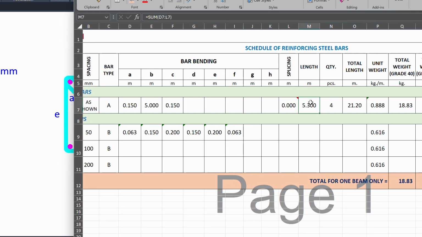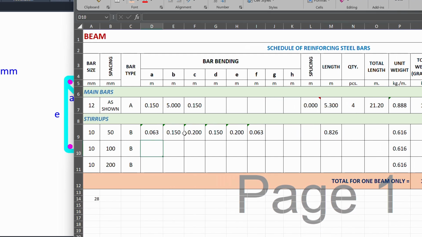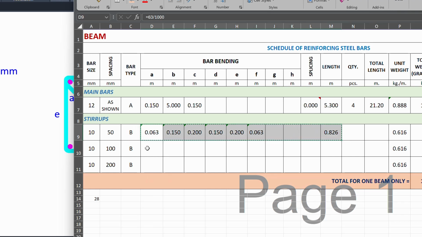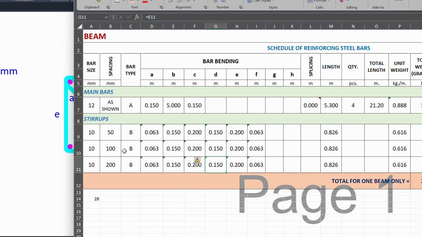So for the length, you can just press Ctrl+C and Ctrl+V. Copy paste lang yan. Or we can just do it all over again: equals sum, then open parenthesis, from A drag down to splicing, and close parenthesis. It's the same. So for quantity now, because these are all the same stirrups, the same size of stirrups, we can also copy this with Ctrl+C and Ctrl+V. Because these are the same, but we separate them because of their spacing.